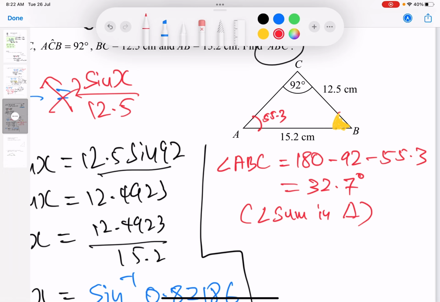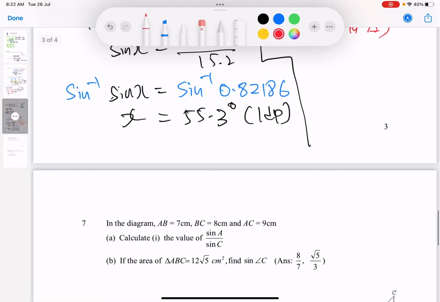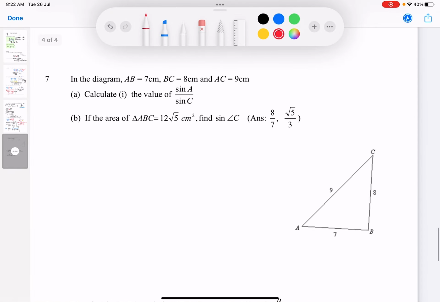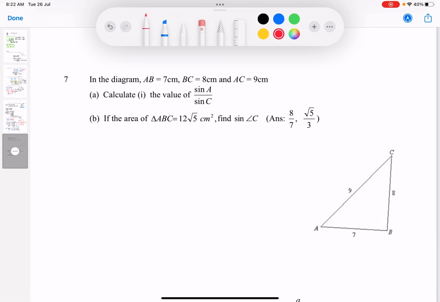Now, if you're okay with this, let's move on to the next one. The next one is a hard one. Okay, question number 7 and question number 8 is supposed to be a hard one. So if you are a bit lost about this one, it's okay. Actually, it's not really hard.